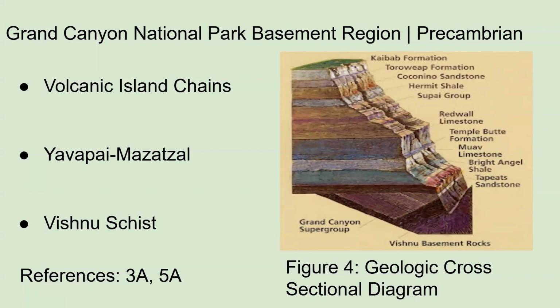As we can see from the geologic cross-sectional diagram to the right, the basement rock in this region is called Vishnu Schist. Data acquired from the National Park Service research paper entitled Vishnu Schist informs past geologic formation by demonstrating that volcanic island arcs collided with and accreted onto ancestral North America during the Yavapai-Mazatzal orogeny, forming the Vishnu Mountains, which stood 6 miles above sea level.